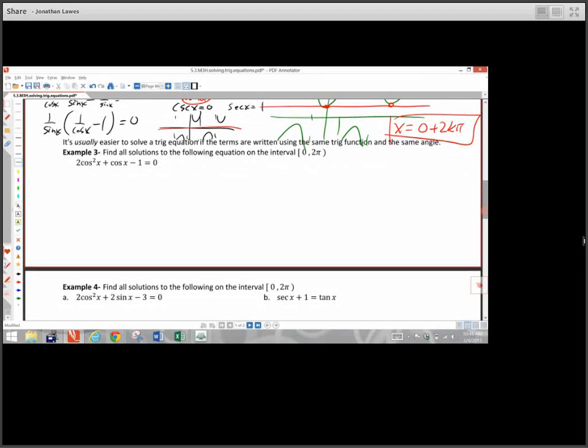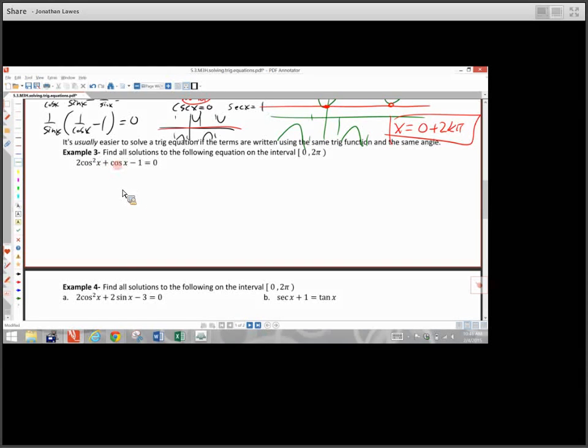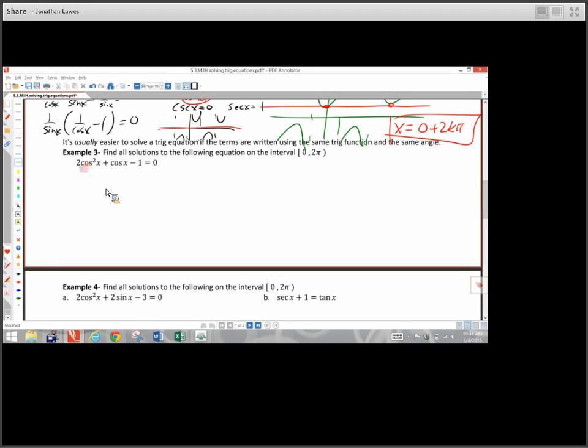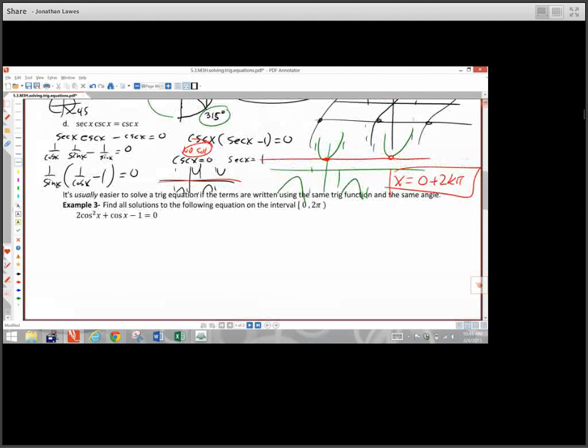Okay, let's take a look at example 3, and then we'll finish up. It says it's usually easier to solve a trig function if the terms are written using the same trig function and the same angle. Same trig function, and notice that the angle here is x on both of these. Okay. This looks like a mess, though. Any ideas based on some of the stuff that we did up here? Lily? Okay, we could factor a cosine out of the 2 of these, but not out of this one. But you're on the right track.